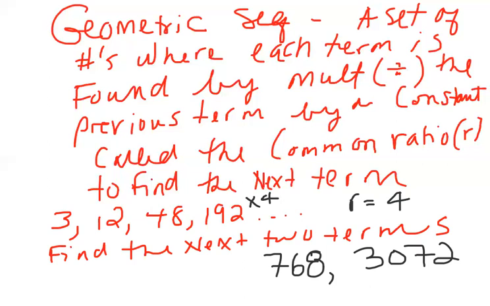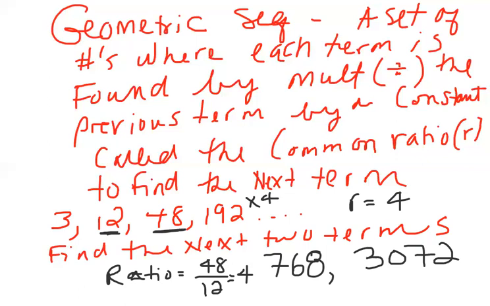Now, if you cannot figure out the common ratio, all you do, just like with the common difference, is pick 2 terms and divide them. So the ratio would be 48 divided by 12, and 48 divided by 12 is 4. That's how you find the common ratio. So if you have a hard time with finding the common ratio, guys, you could just go ahead and take 2 consecutive terms and divide them. And that will give you your common ratio.